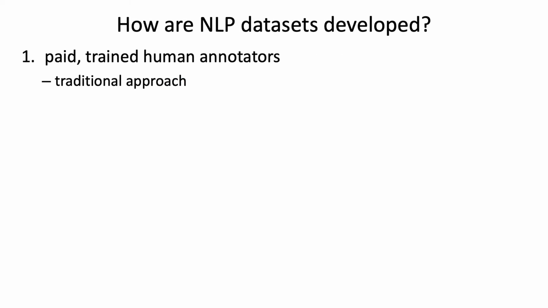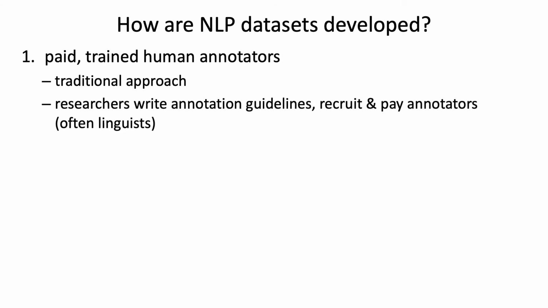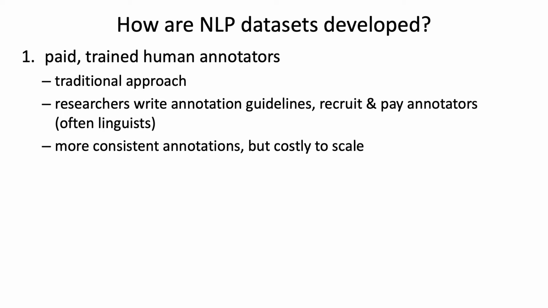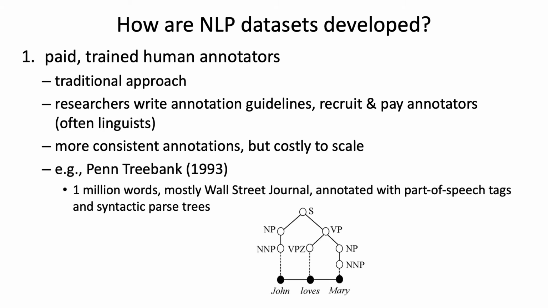The first is to use paid, trained human annotators. This is the traditional approach and involves researchers writing extensive annotation guidelines to attempt to handle all the subtleties of a task. The annotators often have linguistic expertise and are trained to do the task. This leads to high-quality, consistent annotations, but is costly. The most famous example in NLP is the Penn Tree Bank, developed in the early 90s. It has 1 million tokens of newswire text, annotated with part-of-speech and syntactic parse trees.